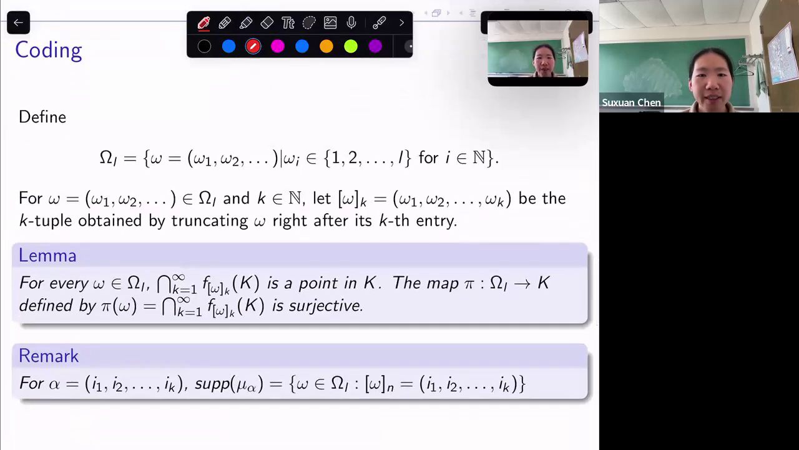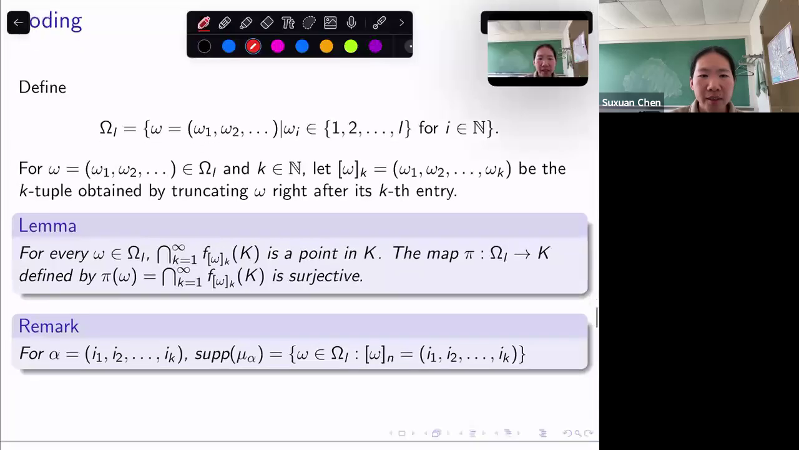And then now we define the one-sided shift space Omega_L. It consists of the infinite one-sided sequences omega, where if we write the entries omega_1, omega_2, omega_i, etc., those entries are integers between 1 and L. And for an element omega in the space Omega_L, we let omega|k be the k-tuple obtained by truncating omega right after its kth entry.